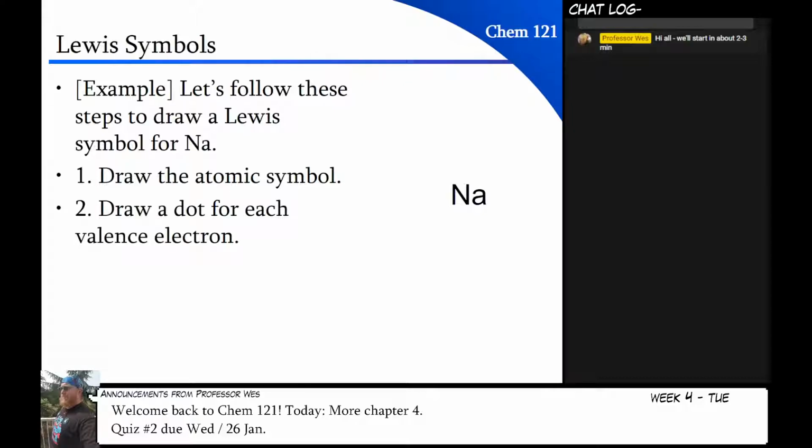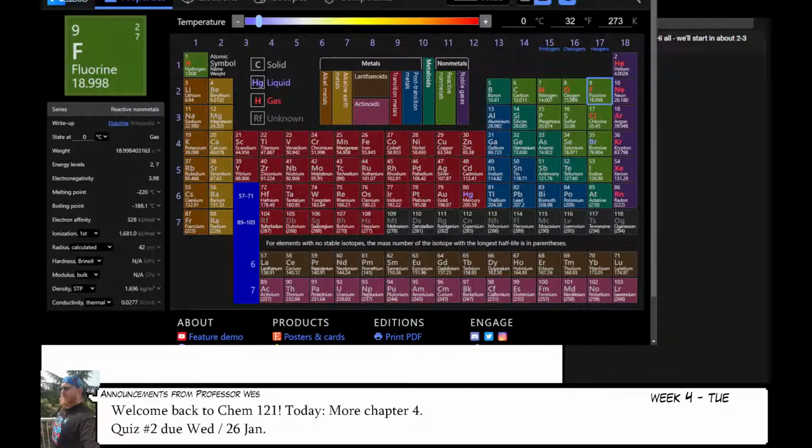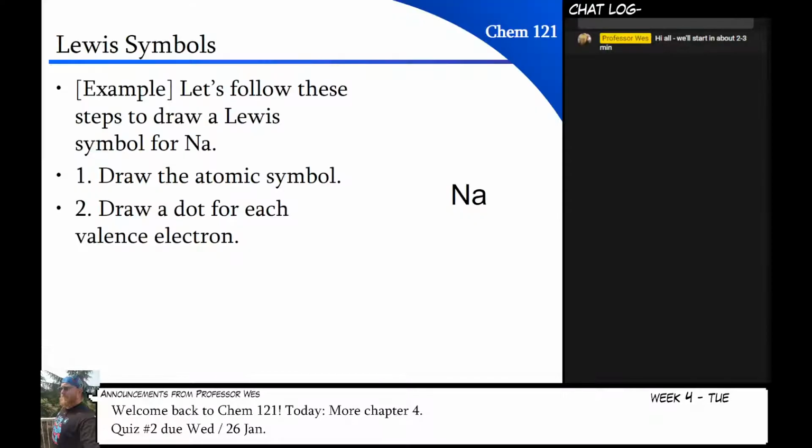And then step 2, draw a dot for each valence electron. So if we go to the periodic table, sodium is in group 1. Here it is right here. So it would have 1 valence electron because the ones digit of the group number is 1. So I'm going to go back to my diagram here, and I'm going to draw 1 dot. Boom, there you go. That's the Lewis symbol for sodium.